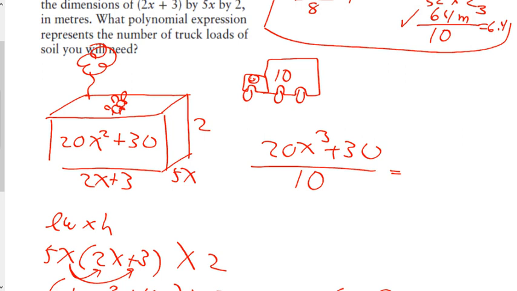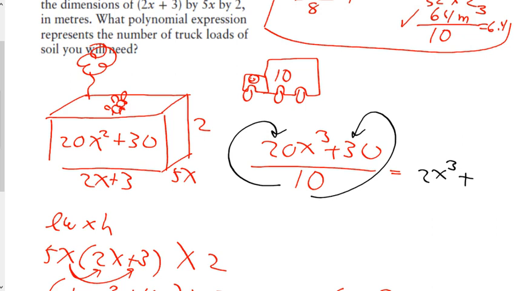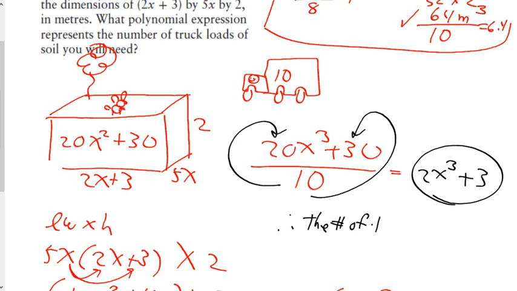Can I do anything with that? Can I simplify that? Can I simplify 10x cubed plus 30 divided by 10? Yes, I can simplify it because I can use distributive property here. I'm going to divide both of those terms of my volume of dirt by 10, give me 2x cubed plus 3. So therefore, and this is the abstract part, the number of truckloads of dirt is 2x cubed plus 3 truckloads.